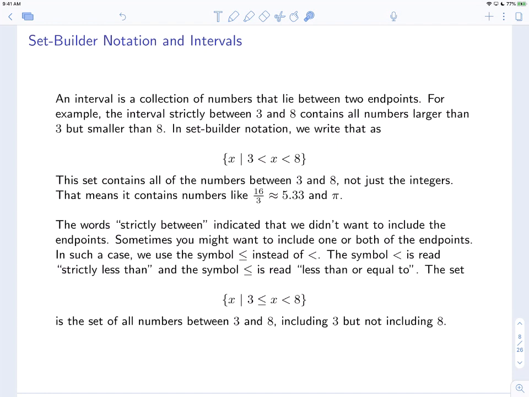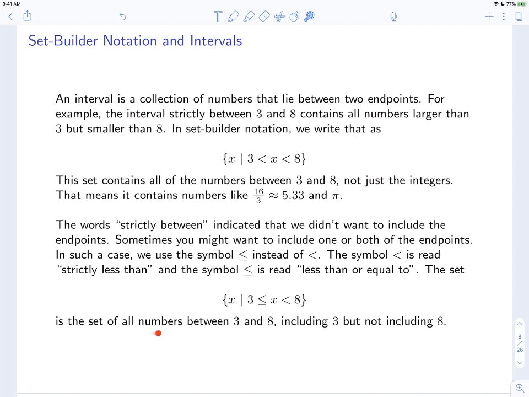It's strictly between. If you want to include one or both of the endpoints, then you can replace the strict inequality with this symbol, which means less than or equal to. This first symbol that we were talking about is read as strictly less than. But this symbol is read less than or equal to. As an example, we have this set here. This is the set of all x such that 3 is less than or equal to x and x is less than 8.